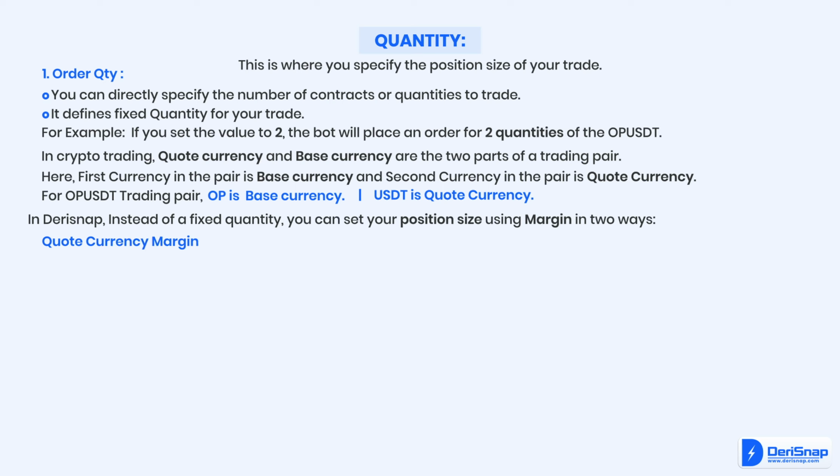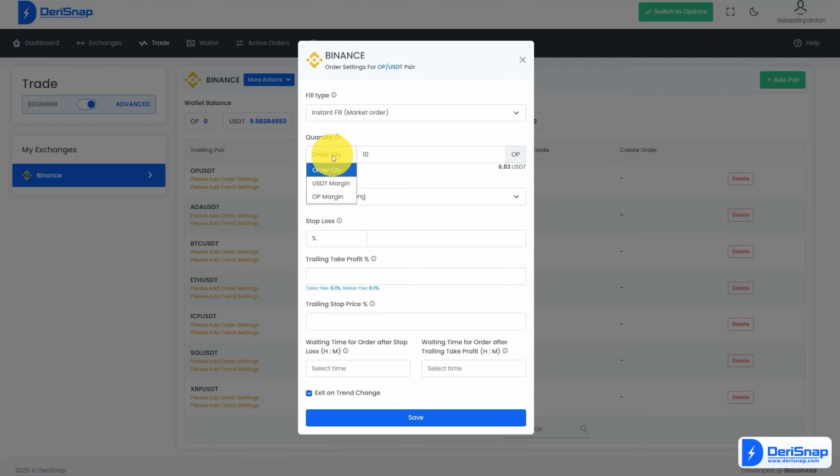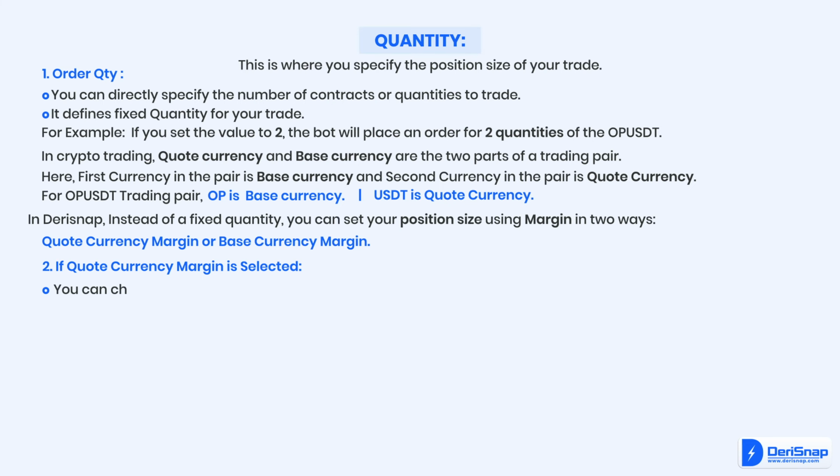quote currency margin or base currency margin. If quote currency margin is selected, you can choose to allocate a percentage of your quote currency, USDT, balance as margin for each trade.